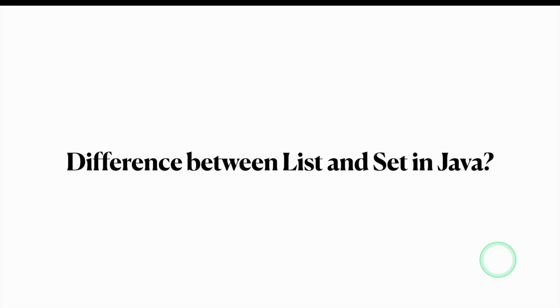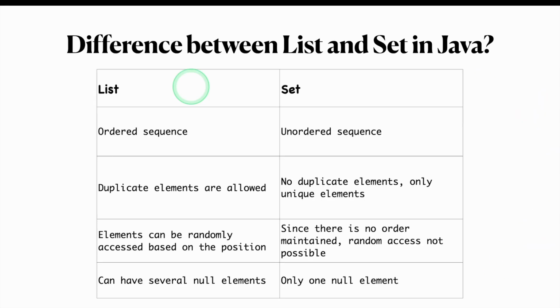Difference between list and set in Java. List is an ordered sequence wherein insertion order is preserved. Set is an unordered sequence, the order is not maintained. Duplicate elements are allowed in a list; you can add as many duplicates as you want, but a set only has unique elements. Elements in a list can be randomly accessed based on position. There are methods provided in the list interface with which you can get a particular element using the get method and passing the index into it.